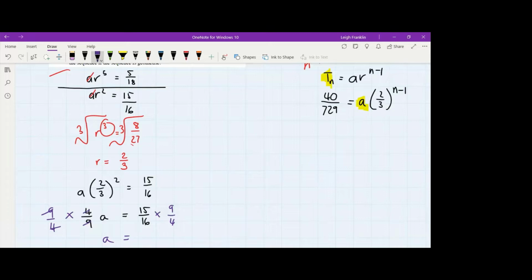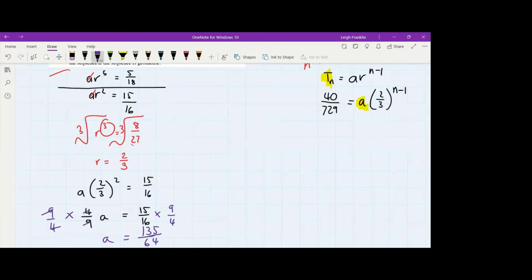135 over 64. 135 over 64. And getting an answer like that, we would think that we were wrong, wouldn't we? I mean, it just seems like such an odd number to have. But in fact, we are 100% correct. Okay, good job. And what are we going to do with our 135 over 64?